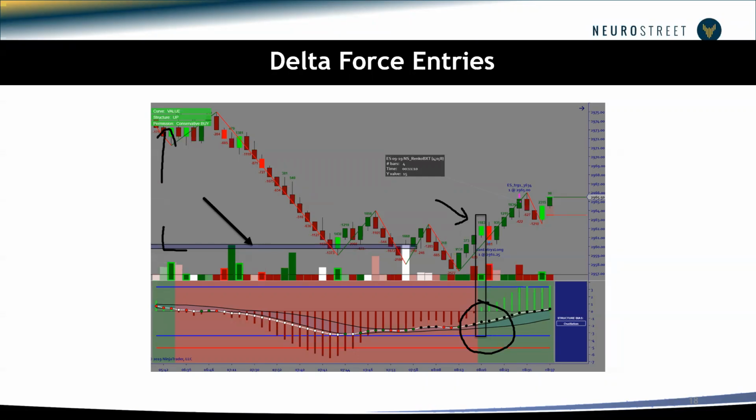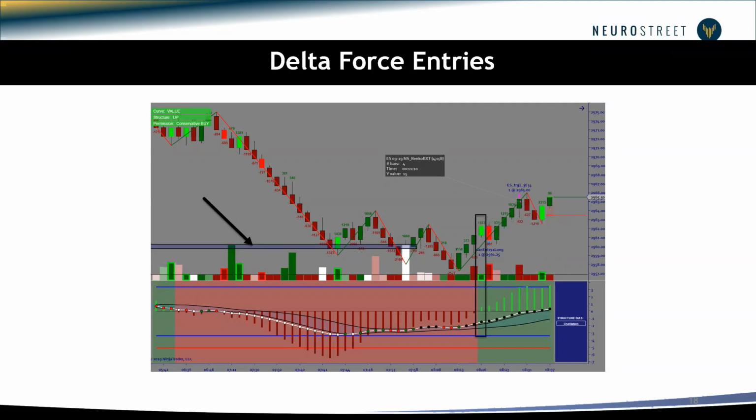Now, if you did not take the delta force trade, you could have waited for it to break structure here, and you could have entered it right here on the retest. But I was already out for a profit before having to wait for that pullback. And that's the difference between the delta force and the confirmation entry: the delta force trade gets you in a little bit sooner with a lot of confirmation on your side even before structure breaks.